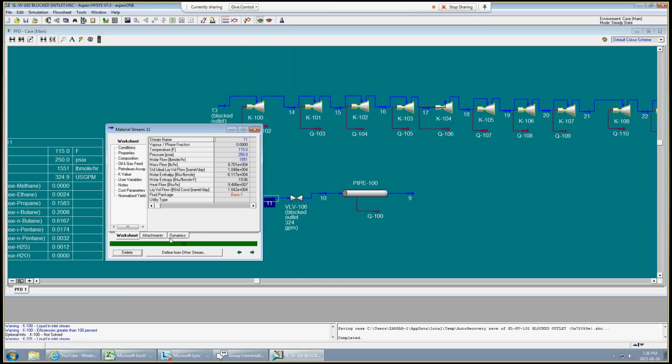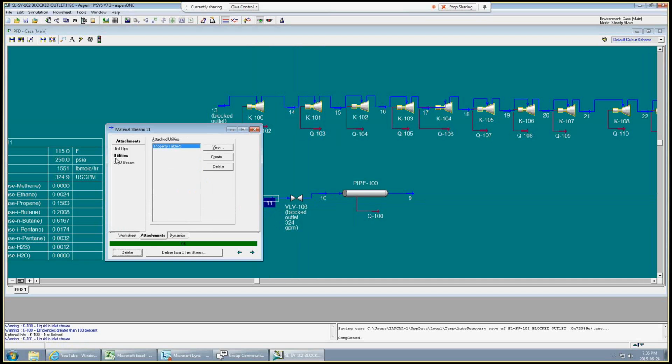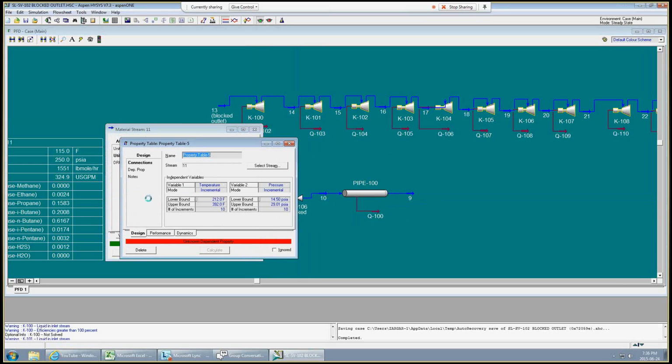So now if we go to attachments, utilities, we're going to create a new property table, and I click on add utility. Here our specific volume or mass density is a function of entropy and pressure. So we can define our independent variables as entropy, and we set the mode to state, and second is pressure and incremental. So we can enter the state value that we checked earlier on the property window, which was 19.06. This is the constant entropy throughout the flashes.